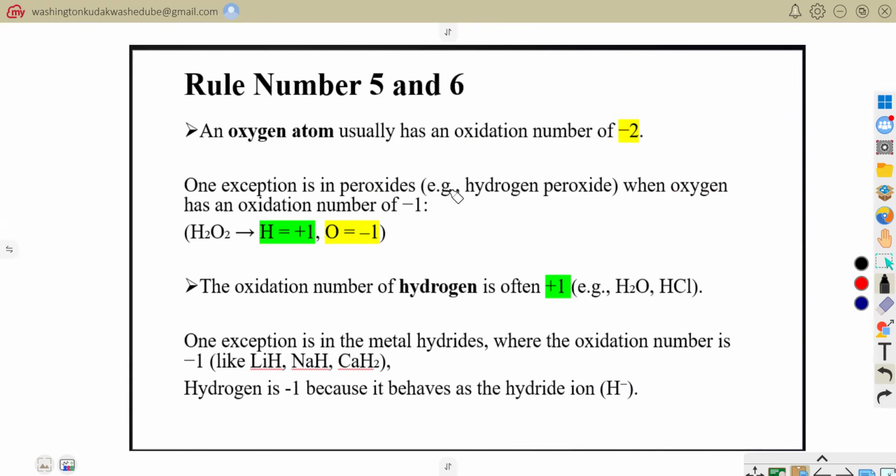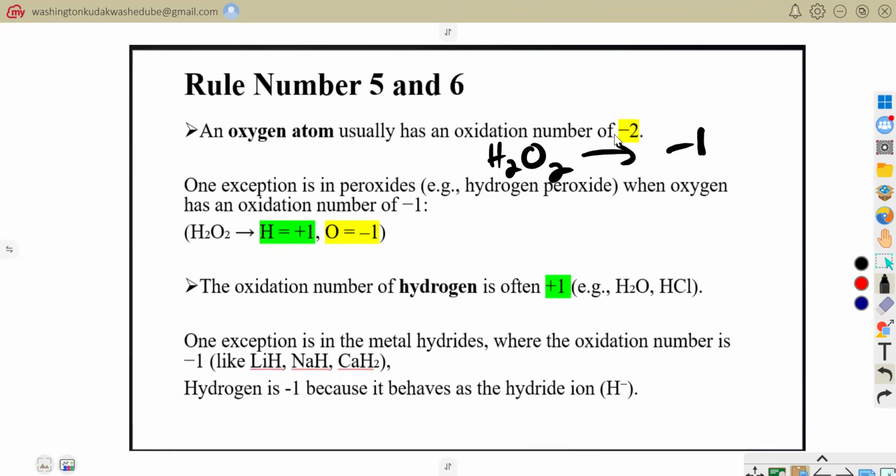Now let's go to rule number 5 and 6. Rule number 5 and 6 have to do with oxygen and hydrogen. By rule, an oxygen atom usually has an oxidation number of -2. But there are some exceptions. For example, one exception is in peroxides. When oxygen bonds with hydrogen to form hydrogen peroxide, which is H2O2, oxygen carries an oxidation number of -1.